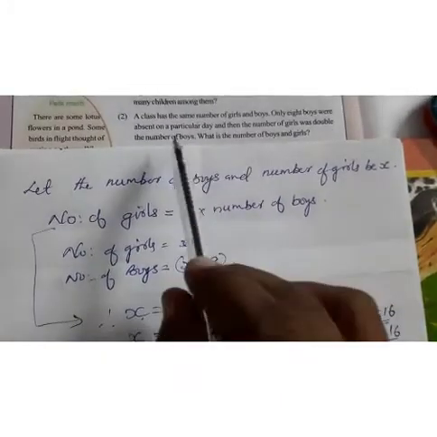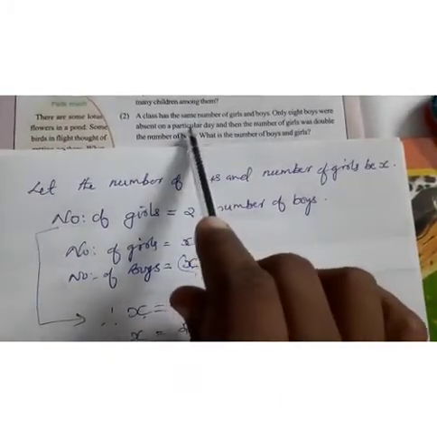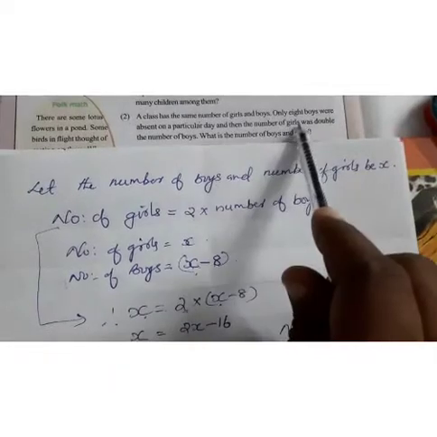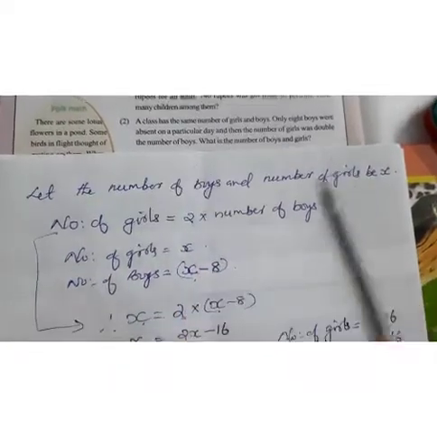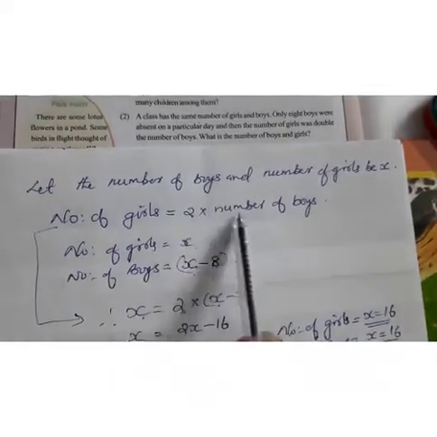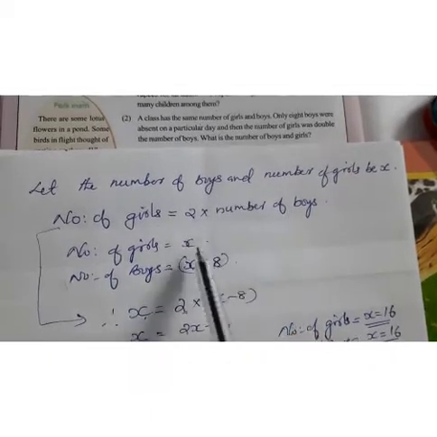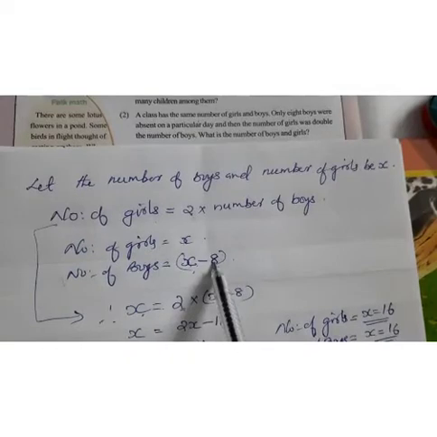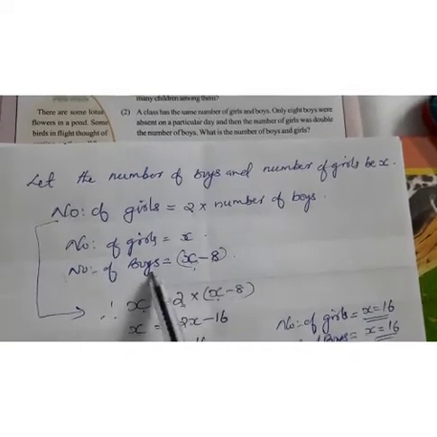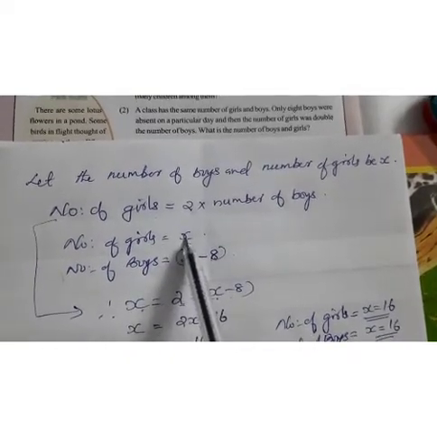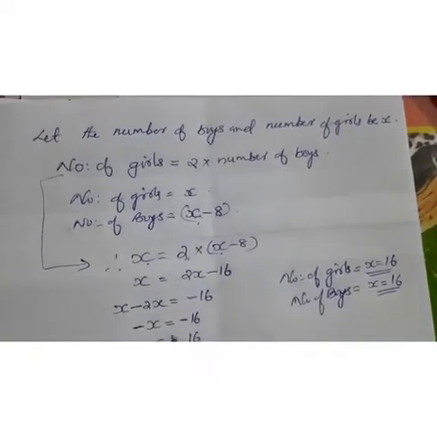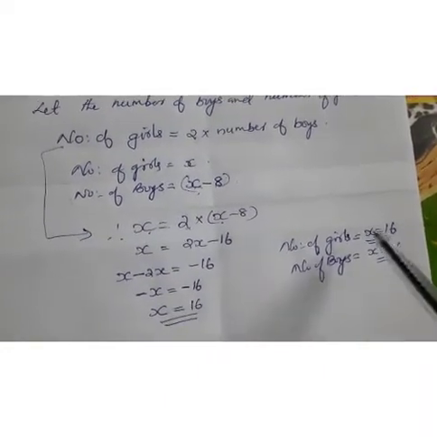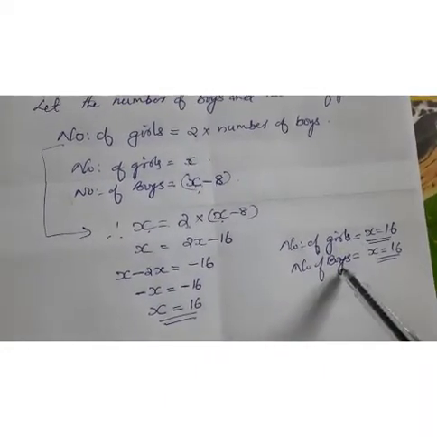So according to the question, you should write down, on a particular day the number of girls was double the number of boys. So the number of girls is equal to 2 times the number of boys, and 8 were absent. From x, minus 8 should be written. So x minus 8 is the number of boys and x is the number of girls, and from that you have to find out the value of x. Then write down how many boys and how many girls.